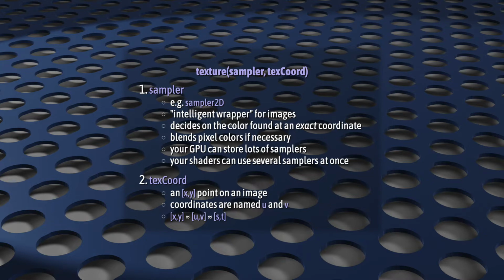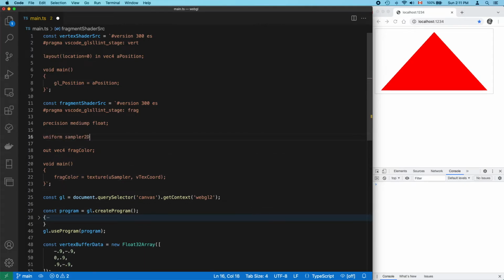Where do these values come from? The sampler2D will arrive as a uniform directly from our JavaScript, but the UV texture coordinates will be attributes. Hopefully you already know only vertex shaders get attributes in WebGL, not fragment shaders.